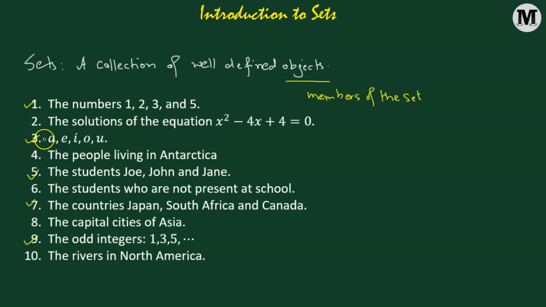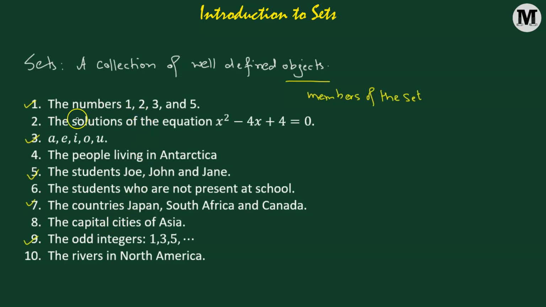Similarly, if we check example number 3, we have the vowels of the English alphabet. So here we have listed all the 5 vowels. Then coming to number 5, here we have listed 3 students, and the names of the 3 students are given here: Joe, John and Jane. So the members are given to us. Similarly for number 7 and number 9. So here we have defined the set by listing out its members.